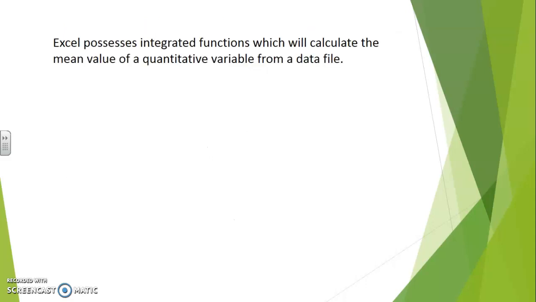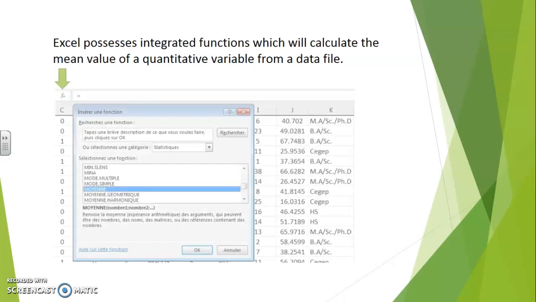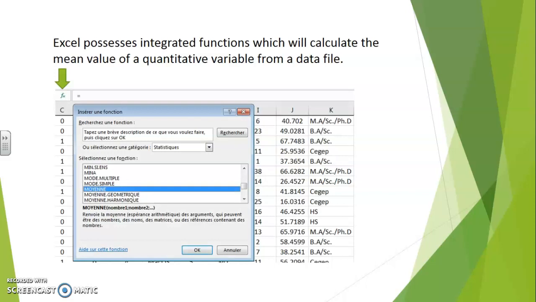Excel possesses integrated functions that will calculate the average value of quantitative variables from a data file. In a data sheet, you will see under the FX button, which is usually top left of your screen, it will give you access to the list of integrated functions. If you go into the statistics category, and I apologize for the French because my Excel version is in French, sadly, you would scroll down to the moyenne function, or in English it would be called the average function. This will open up a window where you can choose in which part of your file you wish to calculate the average.